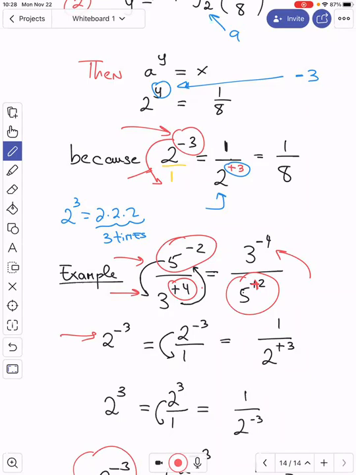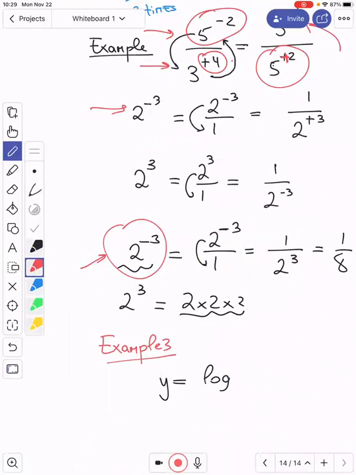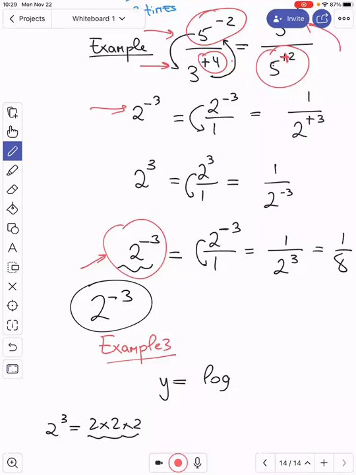And I apply the same thing to this 2 to the power negative 3, right? Let me just write it again. Sorry about the mess, but I want to compute 2 to the power negative 3. I don't know what 2 to the power negative 3 is, but I know what 2 to the positive 3 is: 2 times 2 times 2, 3 times. But I need positive 3, not negative 3. Now, the idea is to change the sign from negative 3 to positive 3.